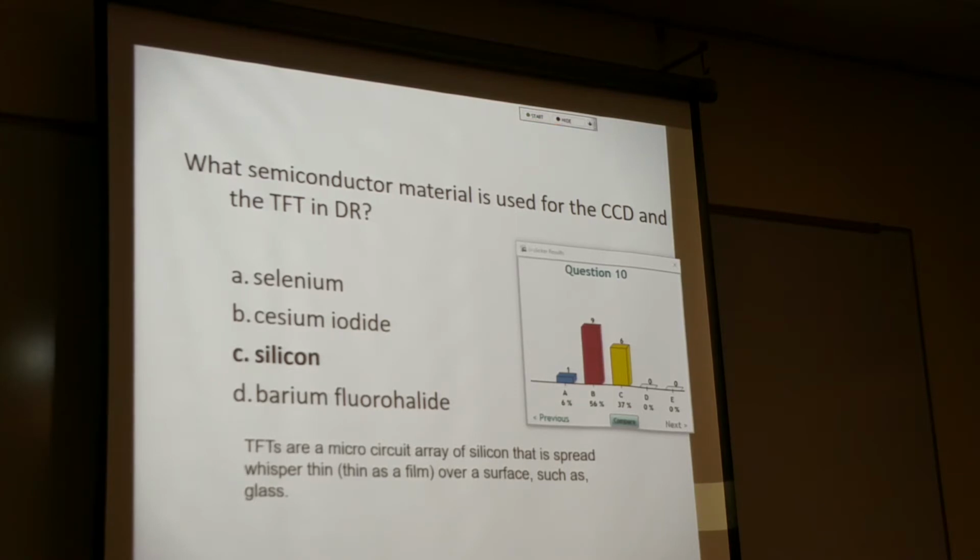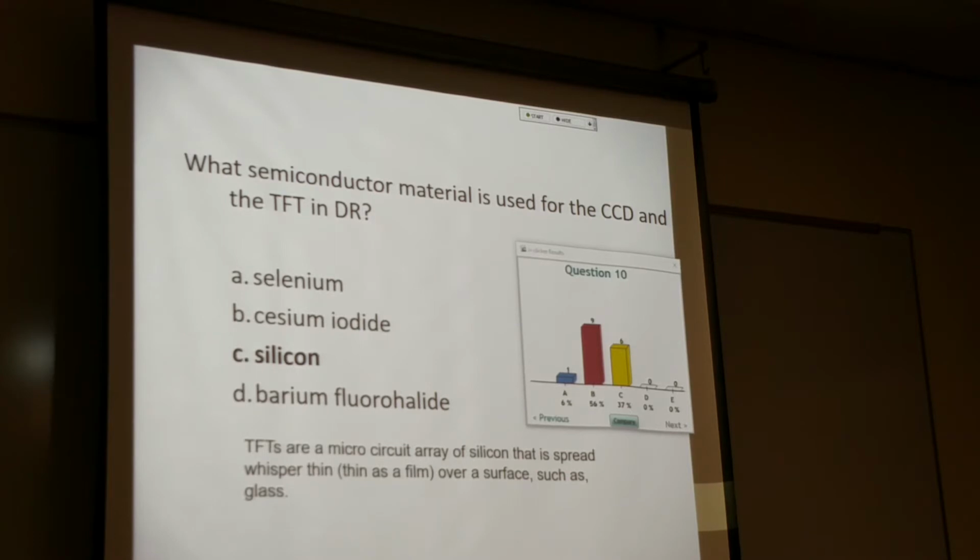Selenium is used for the direct method. Selenium is not a phosphor. It's a photoconductor. Anyway, when X-rays hit selenium, it releases electrons. So it's not releasing light. Cesium iodide is a phosphor, and that's what we use in our indirect method for digital radiography. In our detectors, X-rays hit the cesium iodide, it turns to light, and then is converted to electrons to make our image.